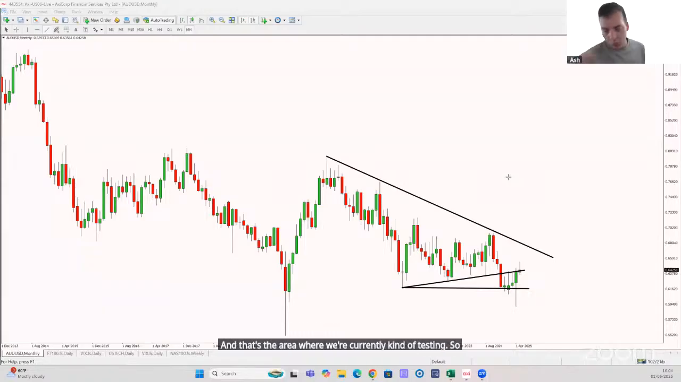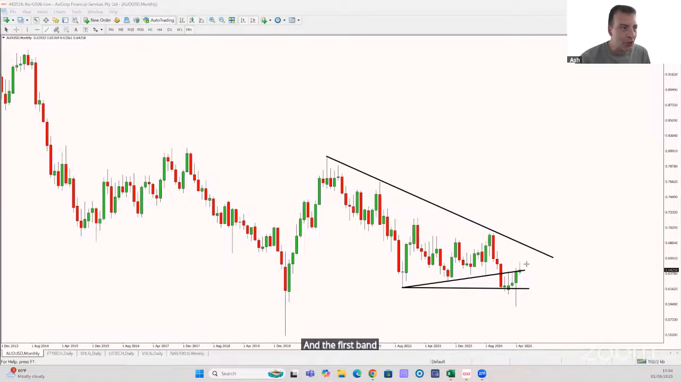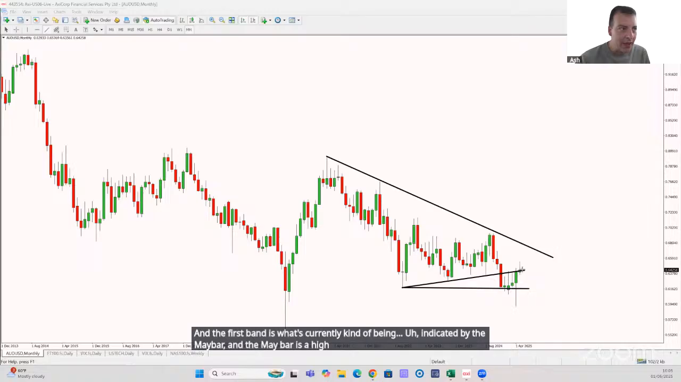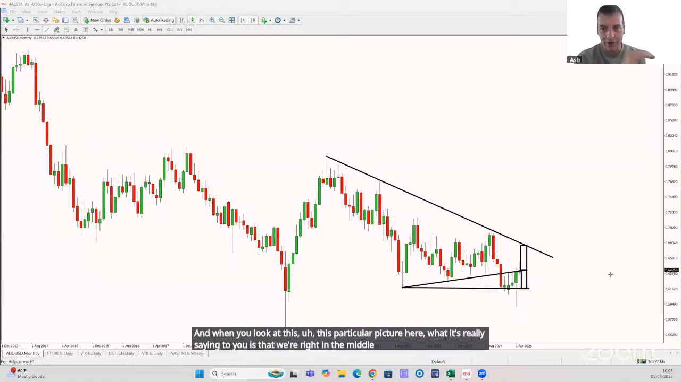What this suggests is that there are two bands here. The first band is what's currently being indicated by the May bar. The May bar is a high test bar and then a rejection of the area, so it suggests it's coming down here. But we also know that there's a band up top. When you look at this picture, what it's really saying is that we're right in the middle of that trading band.